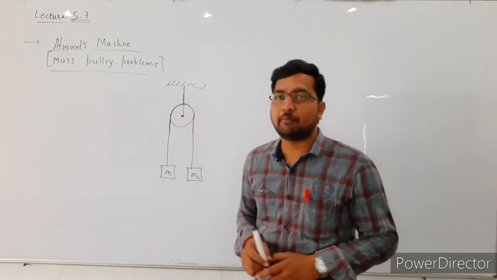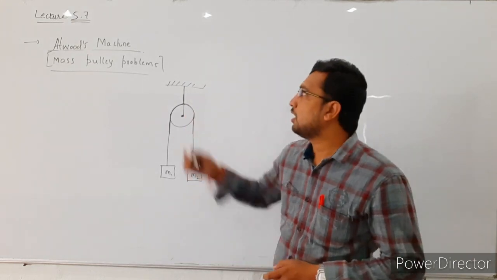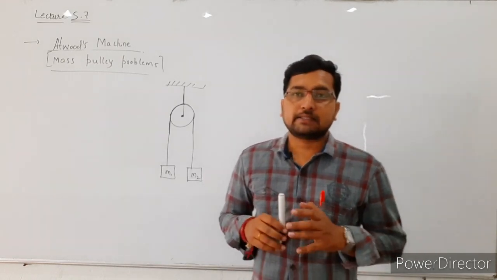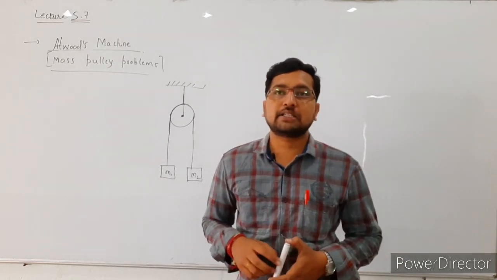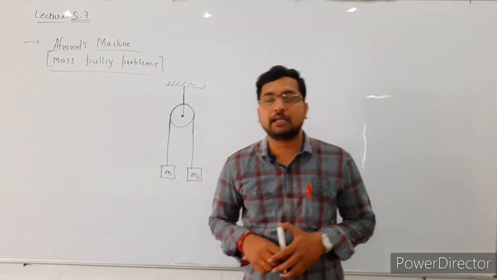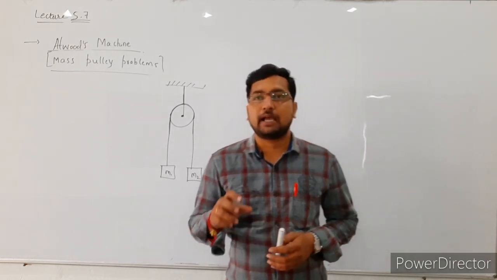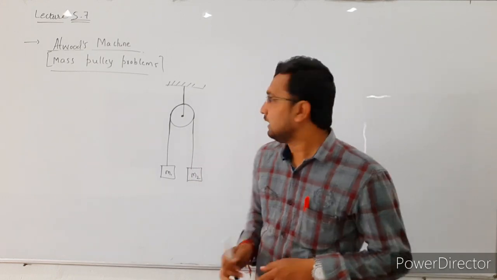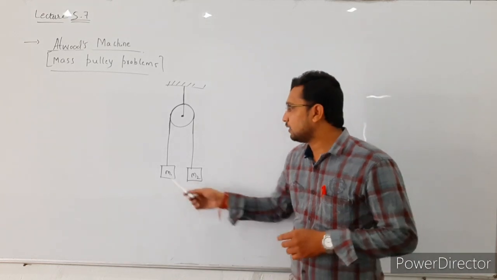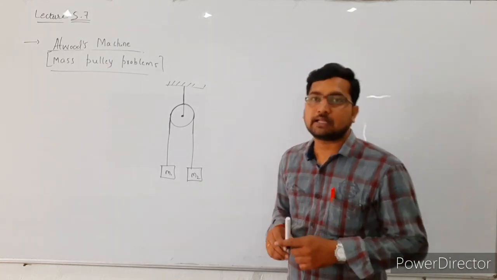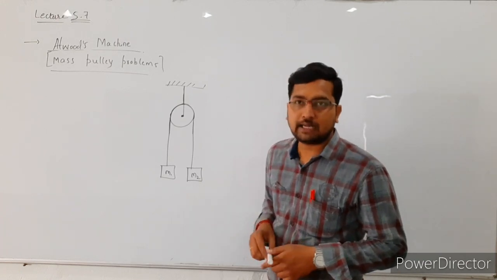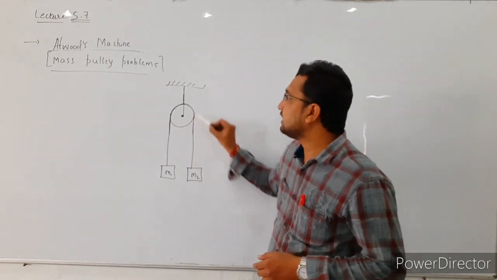That is the Atwood machine, or mass pulley problem. It is used to determine the acceleration due to gravity at a given place. It is a very simple machine, and it consists of two bodies of masses m1 and m2 connected with the help of a light string.